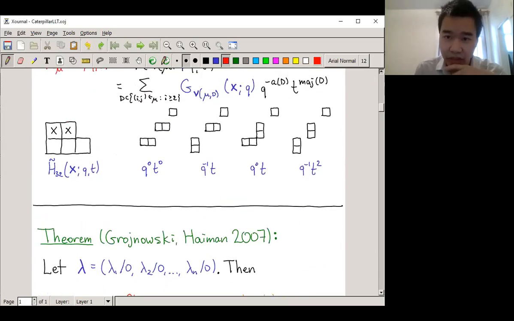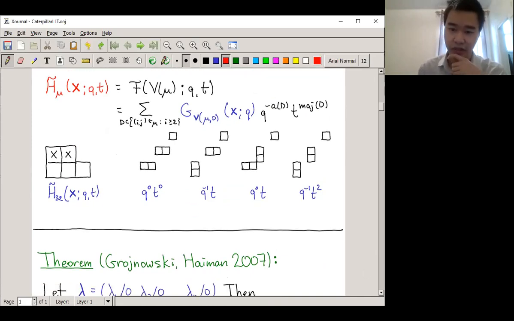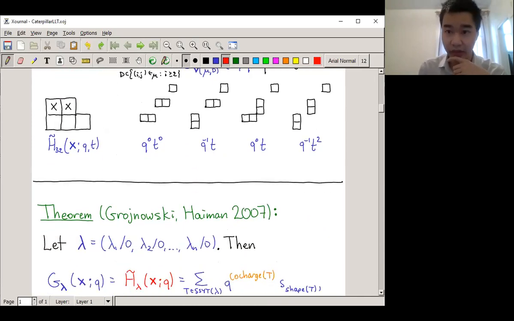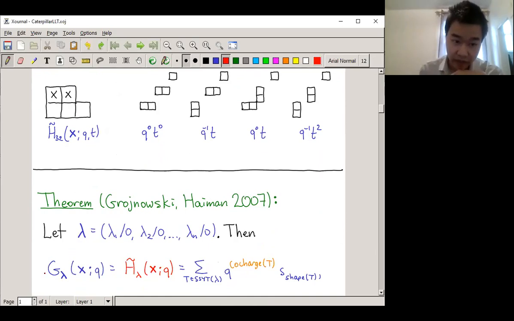Okay, so let me show you a bit about what's known regarding Schur function expansions. Gronowski and Heyman showed that if I have a tuple of rows and they're all left justified, then an LLT polynomial actually coincides with another thing called a modified Hall-Littlewood polynomial. And it's well known that these have a very nice combinatorial Schur expansion in terms of a statistic called co-charge.